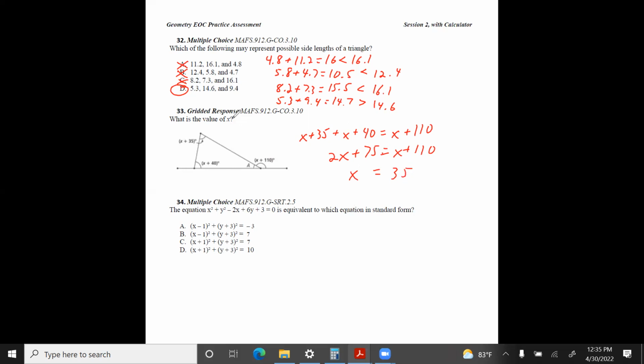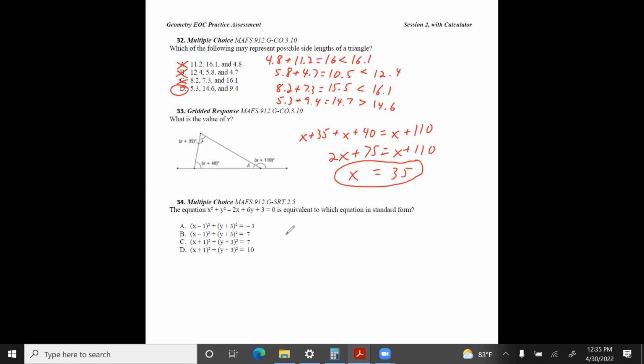So x is 35. That's our final answer. And then finally, the last one, we have this equation is equivalent to which equation in standard form. So we have this equation in general form, and we had to rewrite it in standard form.